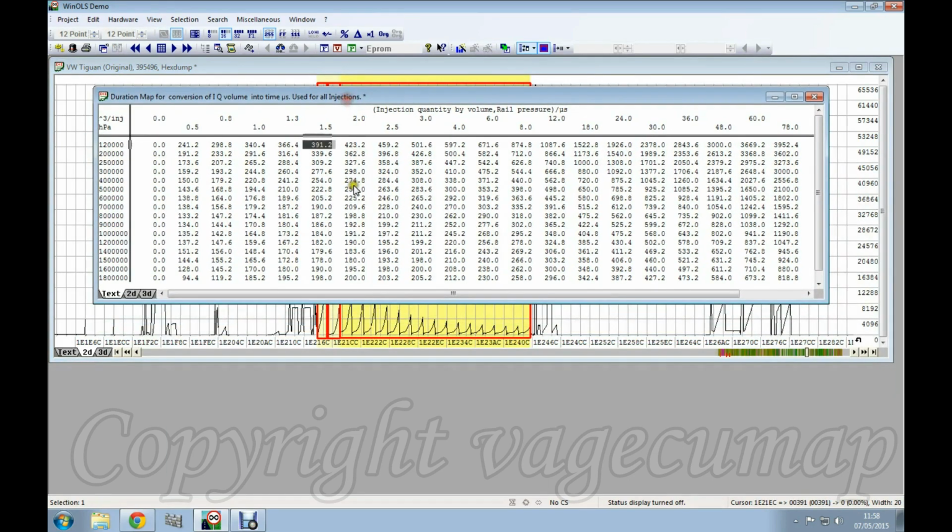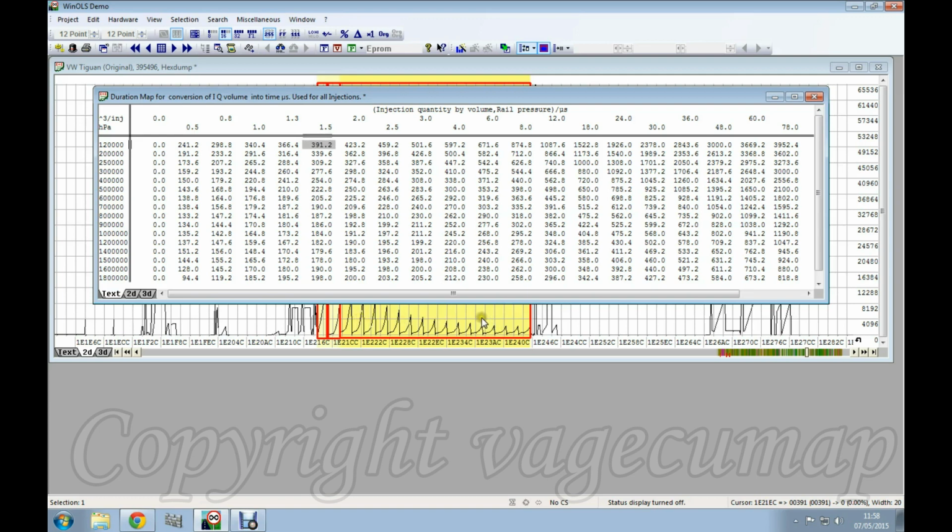Now, this map often repeats several times. There might be one for injections, let's say, that are pilot injection. There might be one for main injection. There might be one for post injection. There might be another one for regeneration. So that's 4. Sometimes there can be multiple maps for pilot injection, multiple maps for main injection, multiple maps for post injection, and then still further regeneration maps. So you can have a lot of these duration maps, but in this particular file there's just one.